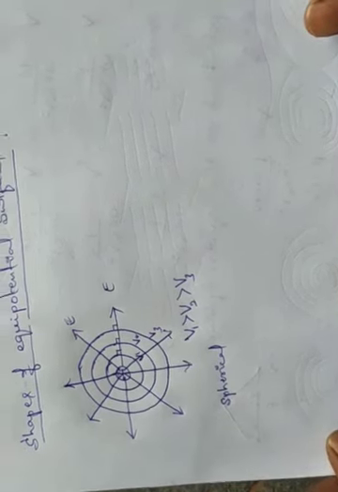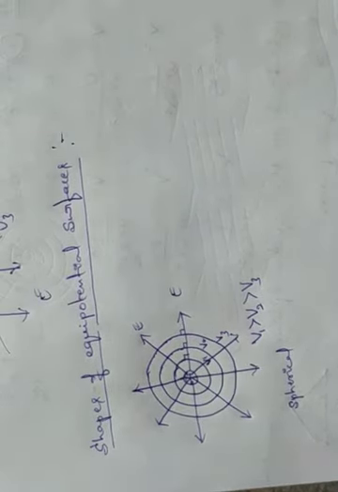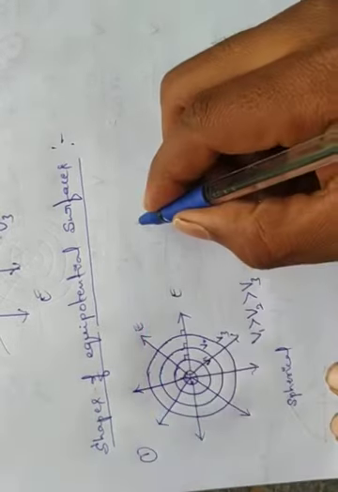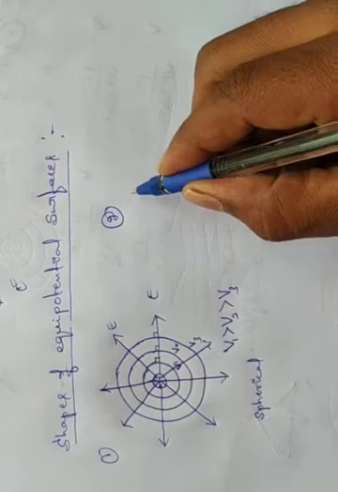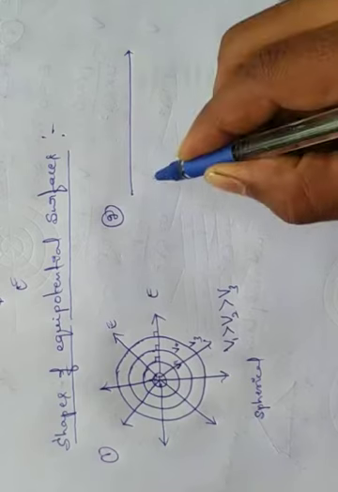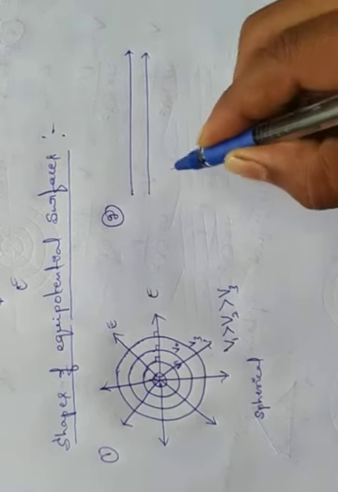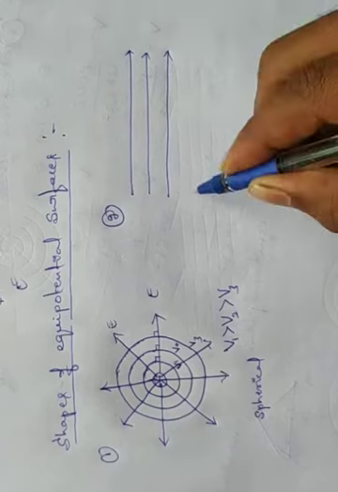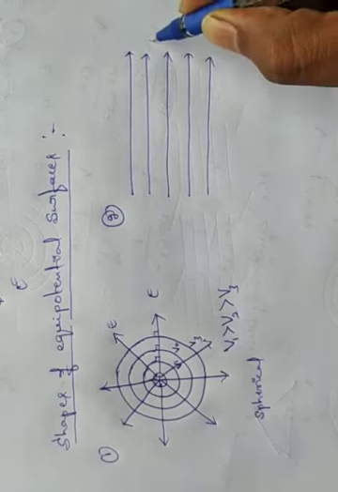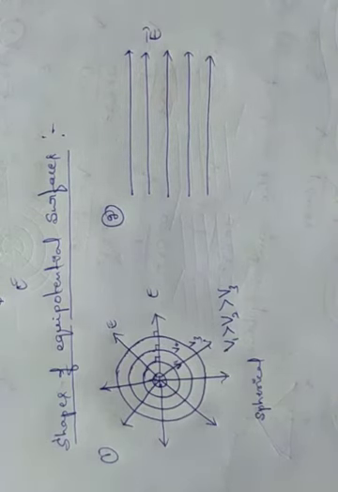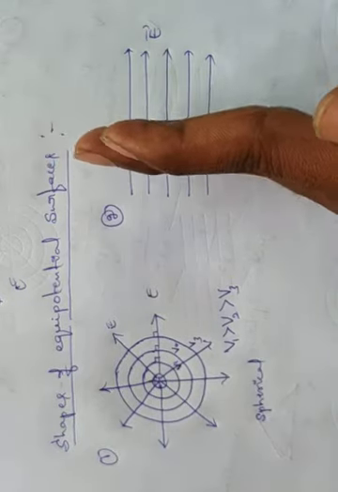Okay, suppose we take a uniform electric field. For a uniform electric field, how are the lines? Parallel to each other like this. This parallelness indicates the uniform electric field. For this, how are the equipotential surfaces? We know that the equipotential surfaces are at right angles to the electric field lines, therefore you have to draw the equipotential surface like this.